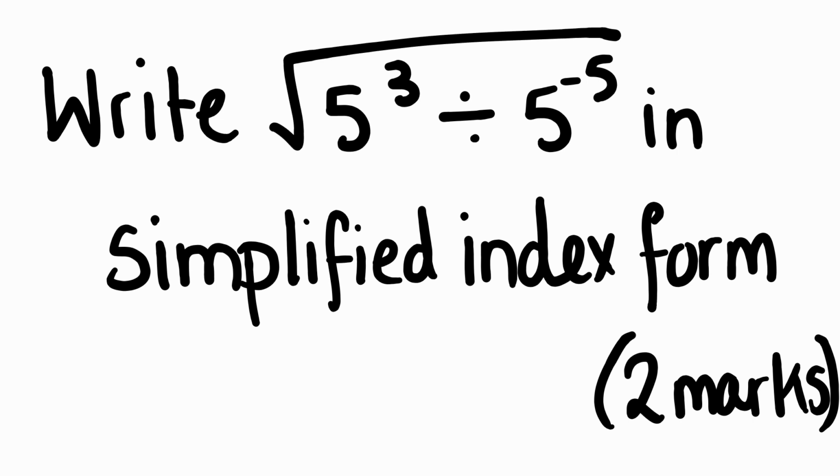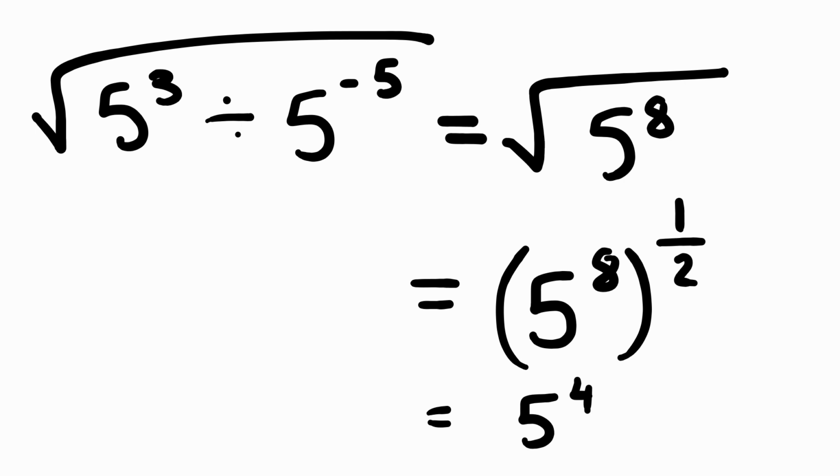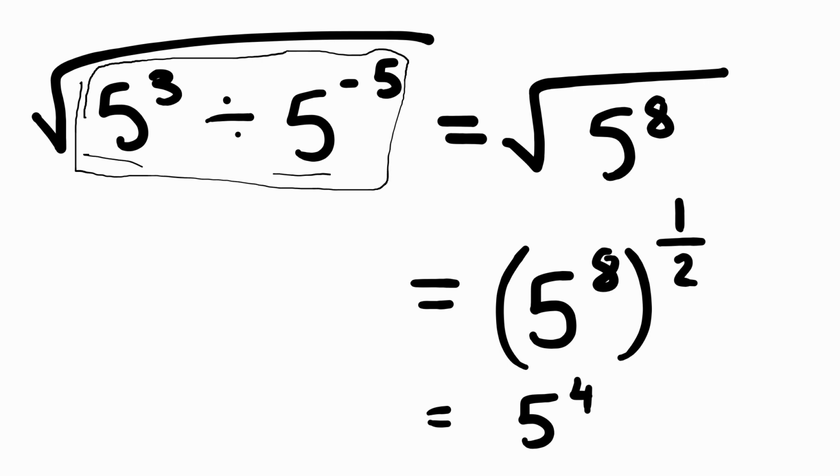Now we're going to go over some exam style questions. So this question says, write square root of 5 to the power of 3 divided by 5 to the power of minus 5 in the simplified index form. To do this, we first look at inside here. So we have 5 to the power of 3 divided by 5 to the power of minus 5. And if you remember, when we have two powers and they have the same base, 5 and 5, we subtract the powers. So we do 3 minus 5.